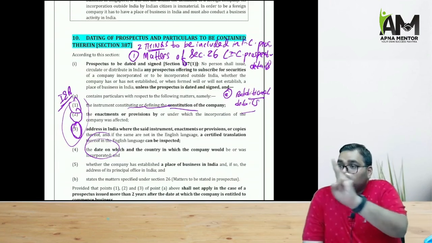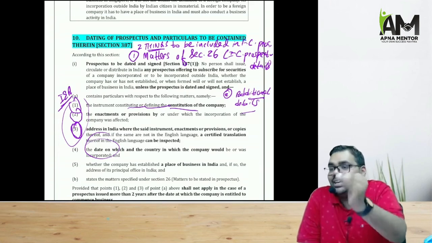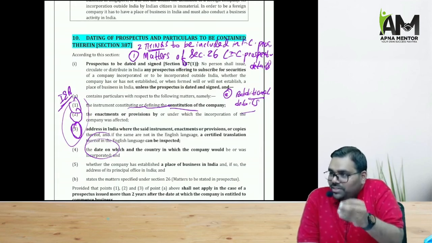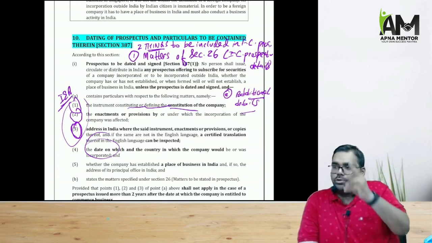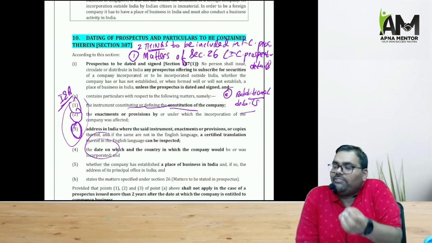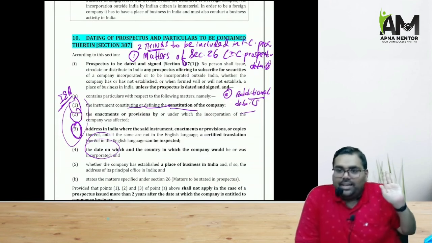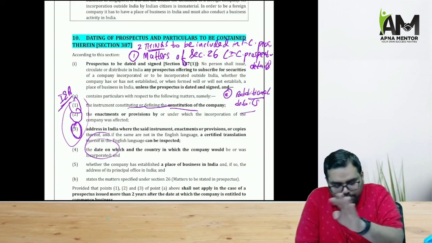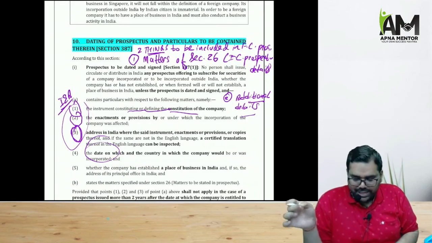For a new company that has not completed 2 years after commencing the business, in the prospectus they will have to disclose IEA, because you will not remember the subsection numbers, right? So what you remember is that if the foreign company has not completed 2 years after commencing business, in the prospectus they are required to disclose IEA. And if 2 years have passed since commencing business, they are not required to disclose IEA. What is IEA? Instrument, enactment, address in India where the instrument can be found.